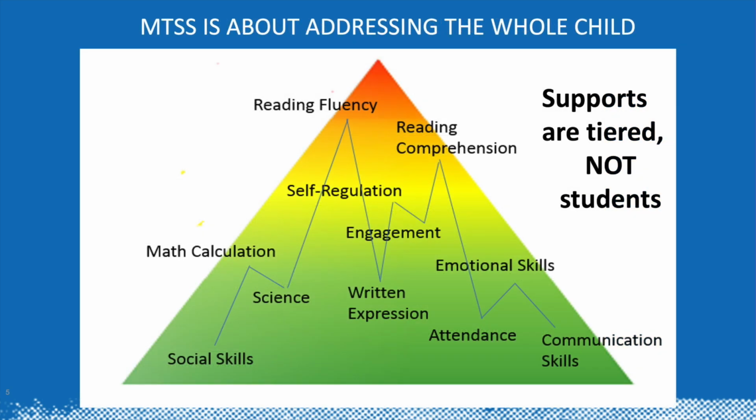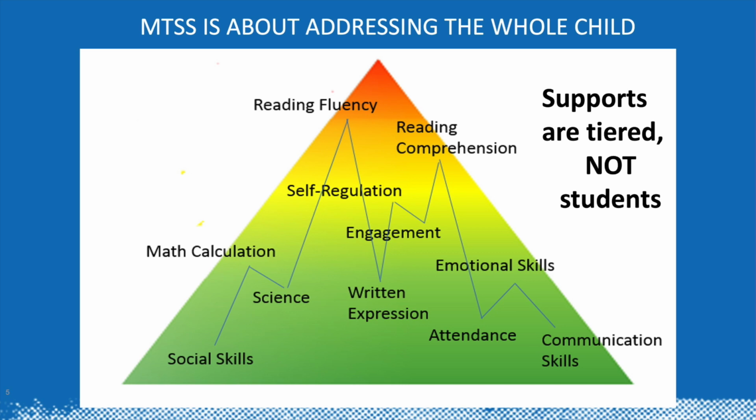And then I really like this one. The supports are tiered, not the student. It's kind of like our people-first language in special ed. We don't talk about a learning disabled child, but a child with a learning disability. It's not a tier 2 student. What supports are we providing to that student so that they can be successful?